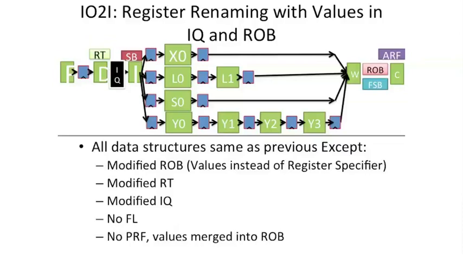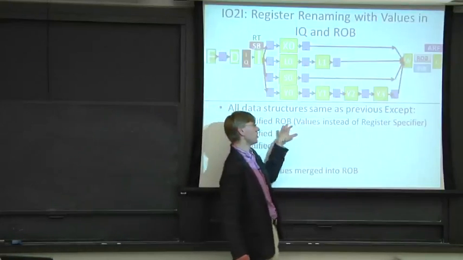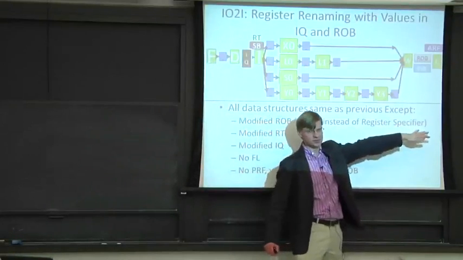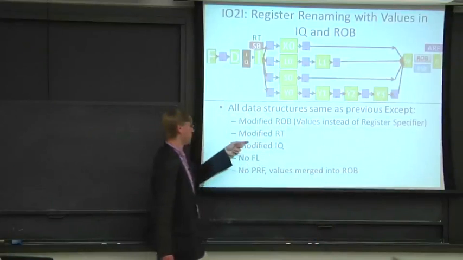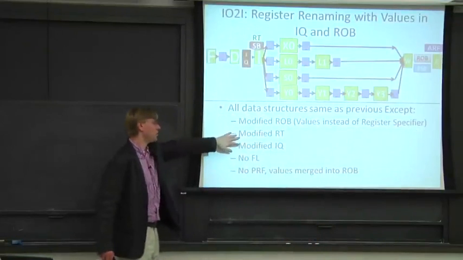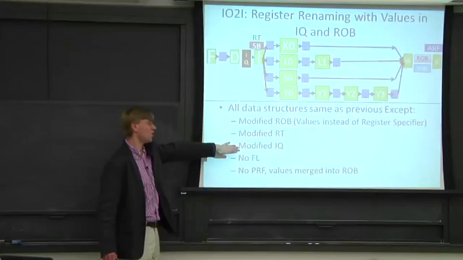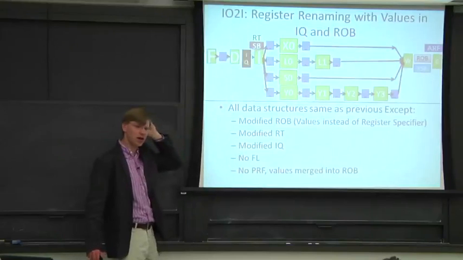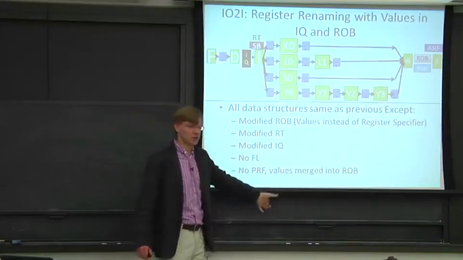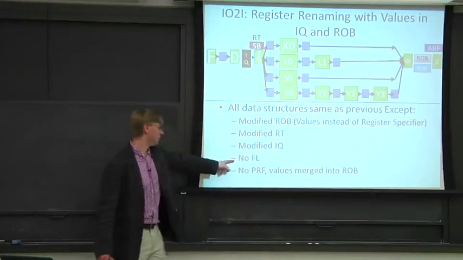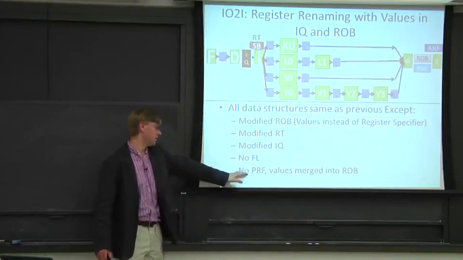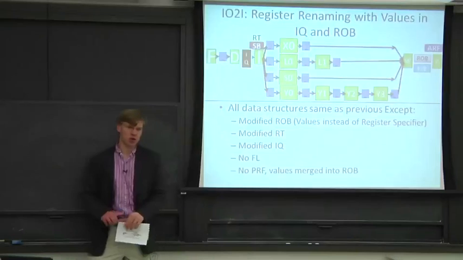We're going to have to modify a bunch of stuff here. We're going to actually keep values in our reorder buffer instead of a pointer. Our renaming table is going to be modified. Our instruction queue is now going to be able to keep track of actual data values. And our physical register file, as I said before, has gotten merged into our reorder buffer.